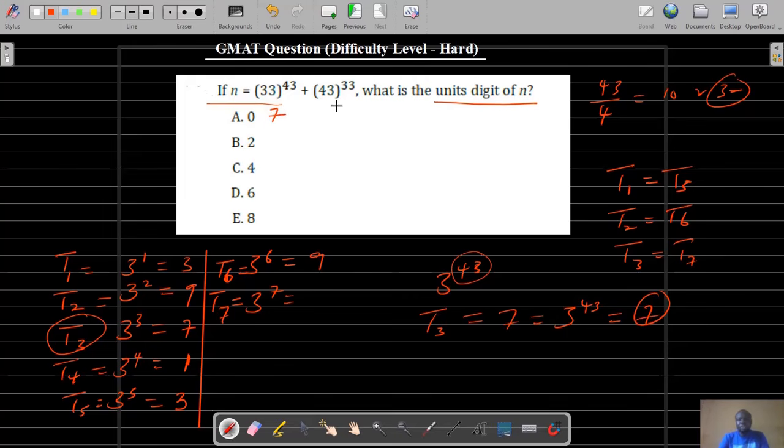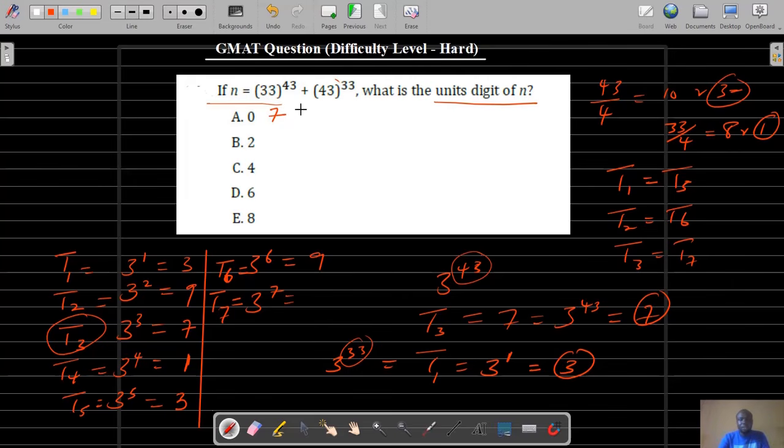Then what about 43? We are not interested in the 4. We are only interested in the 3 as the unit value. So what is 3 raised to power 33? We simply divide the power by 4 since it repeats itself after every 4 terms. So 33 divided by 4 will simply be 8 remainder 1. We are interested in the remainder, which is 1. So that means 3 raised to power 33 is simply T1. And T1 right here is 3 raised to the power of 1, which has a unit value of 3.